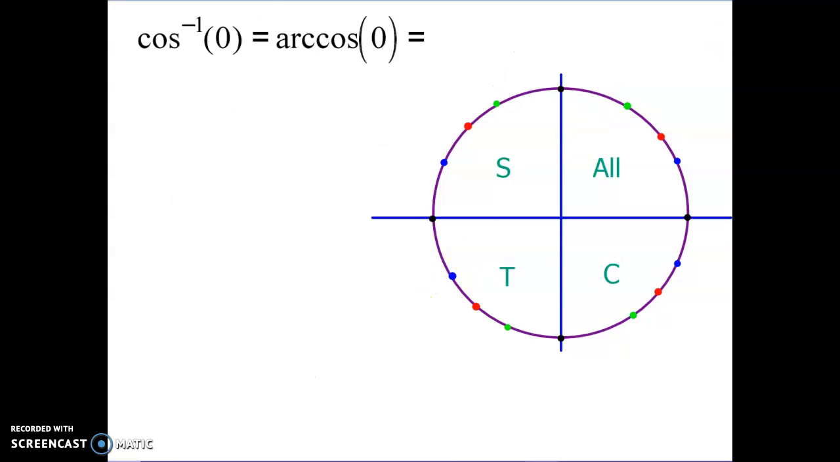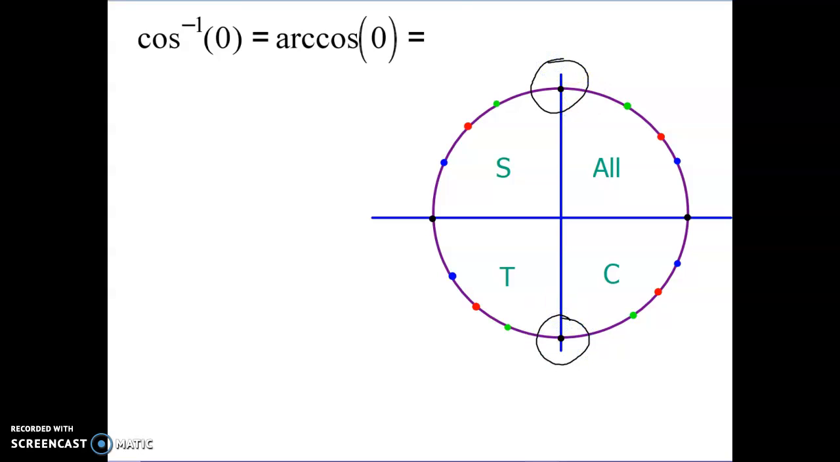All right, let's do one with cosine. So I've got cosine equal to 0, the angle that gives me a ratio with a 0. So where is cosine going to be 0? Well, remember, cosine goes with x, and your x values are 0 on the y-axis. So my two answers for this one are going to be here and here.